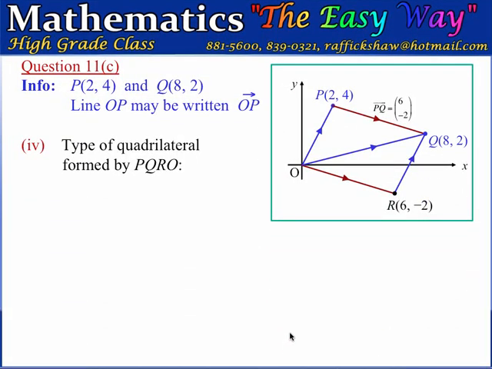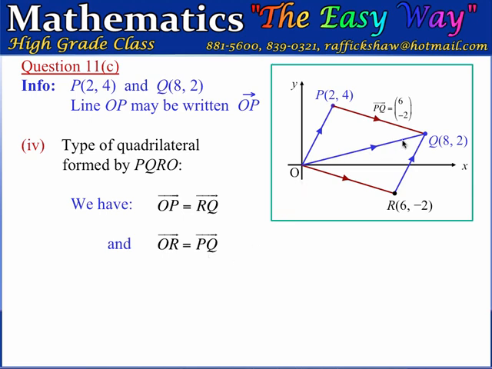Now part 4 is asking us to state the type of quadrilateral formed by PQRO, and we are to give reasons for our answer. And so we have to go back to the observations that we made in the previous sections, and this is it. OP is equal to RQ, and also OR is equal to PQ. That is, this side OP is equal in length and parallel to this side RQ, that is from this equation, and this side OR is equal in length and parallel to this side PQ, and that is from this equation.